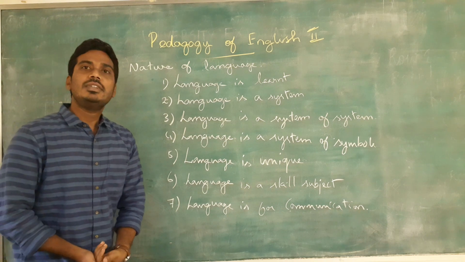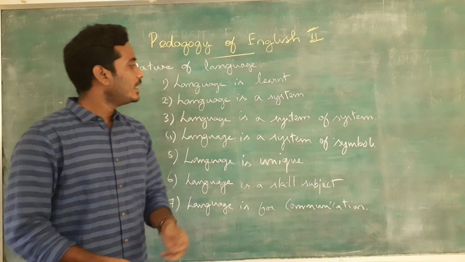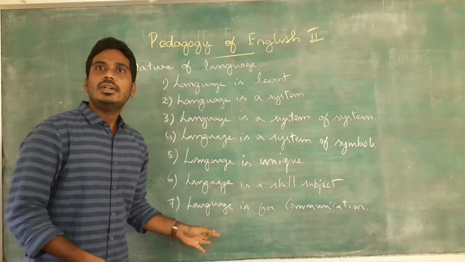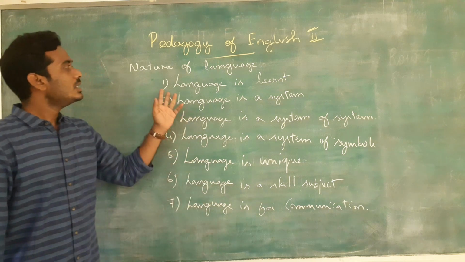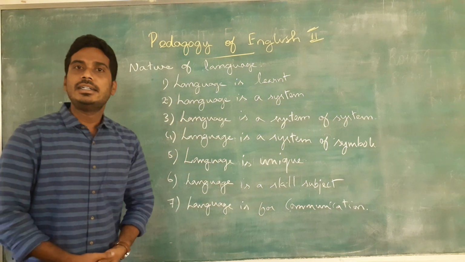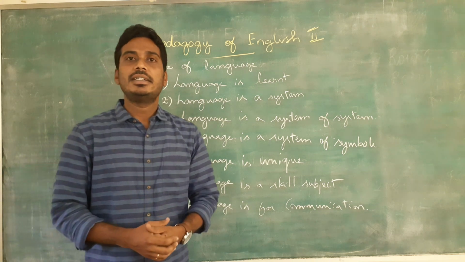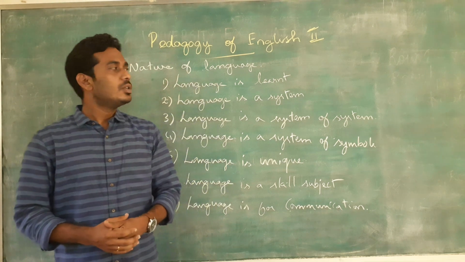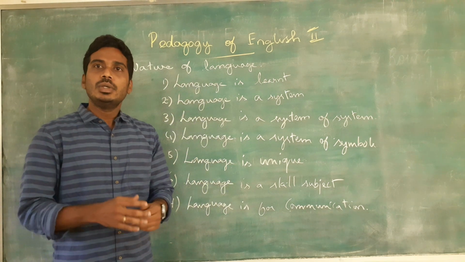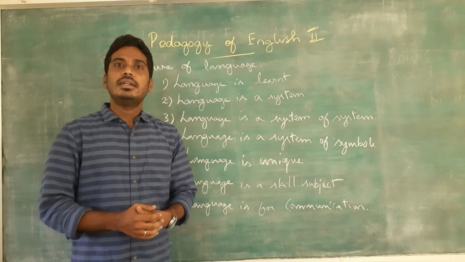Nature or characteristics of English language, and I have selected a few topics which are considered as nature of English language. Okay, so the first one is language is learned. Language is a kind of behavioral aspect, and it cannot be learned automatically. So it has some process in it. So we have to learn language with some process and practices.